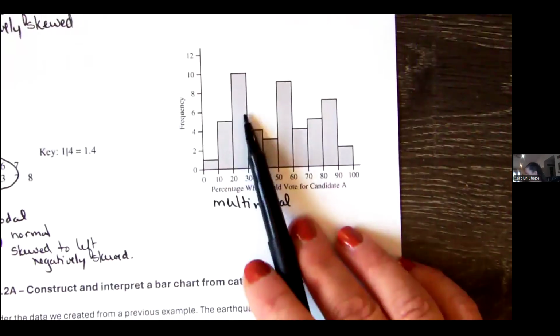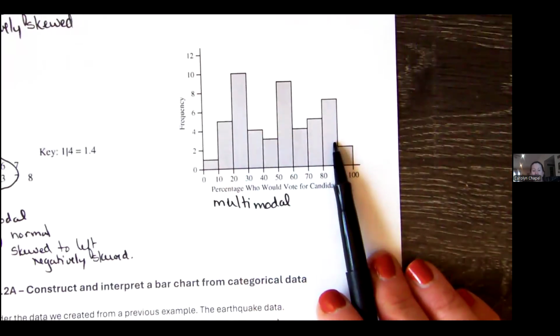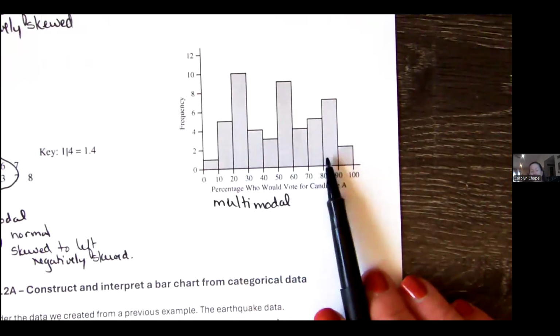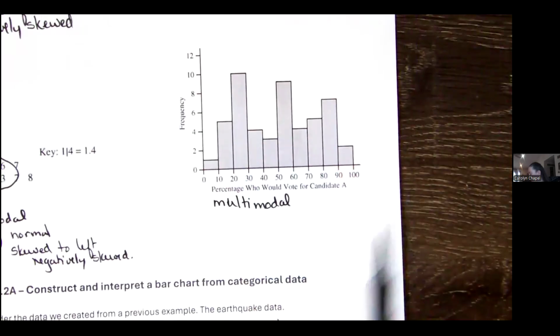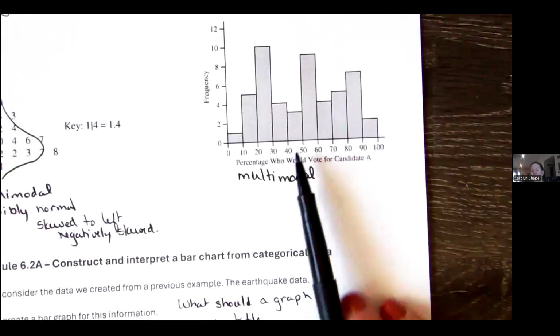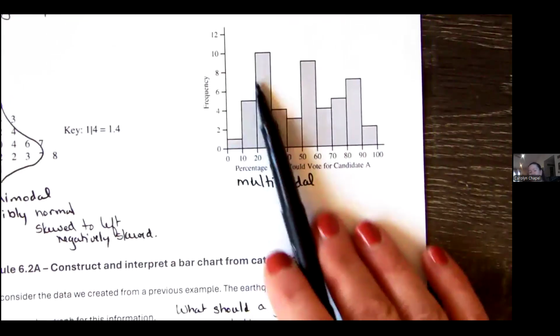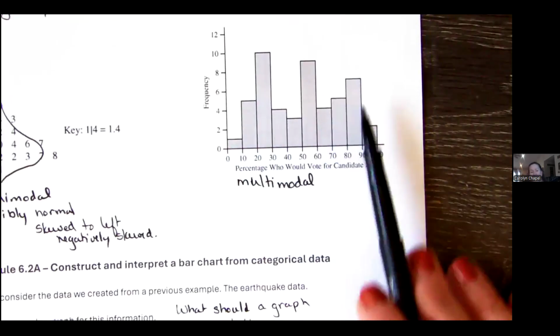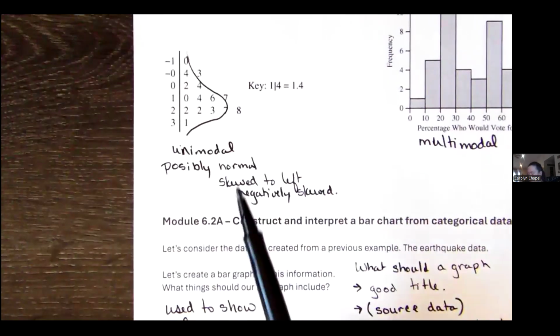Here we have a lot of humps. So I'd say about 3 of them. So this would be considered an example of a multimodal distribution. Distribution, that term just kind of means how does the data fall? What does the data look like when we graph it? What shapes do we see?